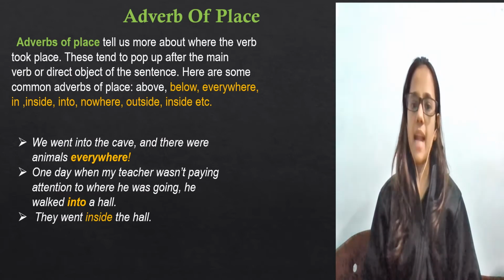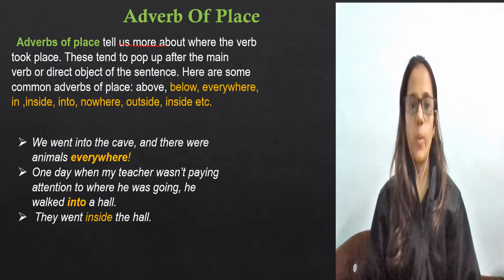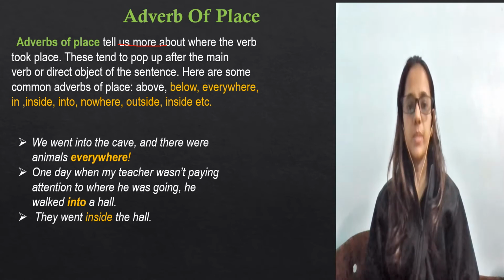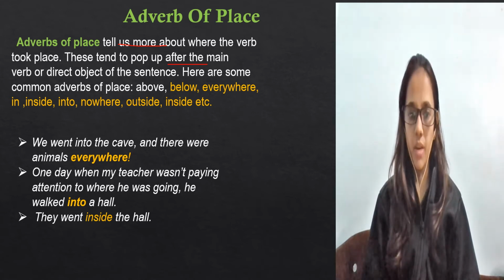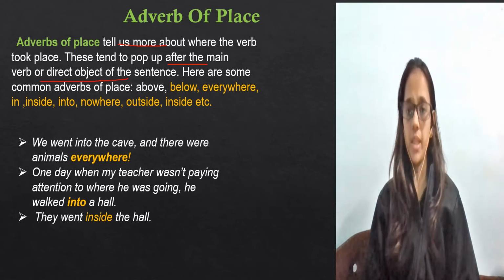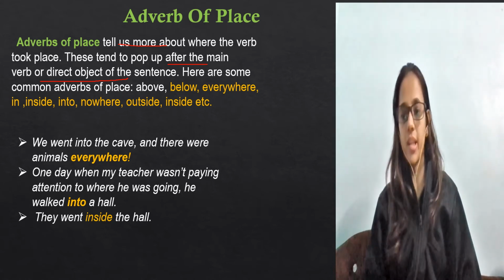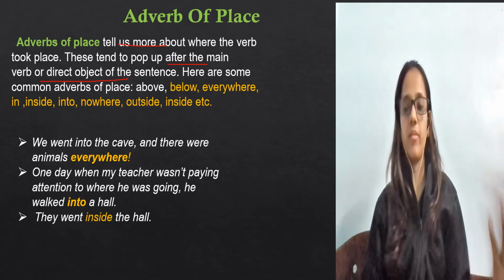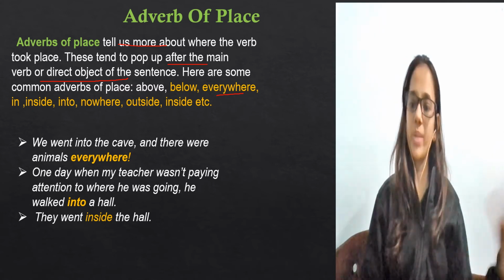Now the next is adverb of place. It tells us more about where the verb took place, and tends to pop up after the main verb or direct object of the sentence. Okay. For example, I am telling that she came to my place and was looking everywhere. So everywhere, where she was looking, everywhere.